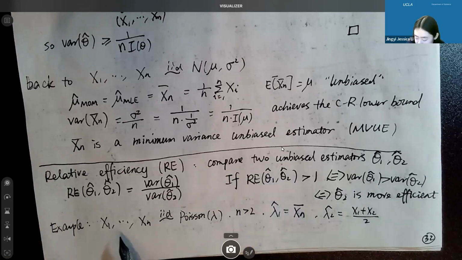So here in this example, let's say that we have a random sample, which is composed of n IID random variables from this Poisson distribution. And here the parameter we're interested in estimating is lambda, the Poisson mean. So here we have two estimators. One is the average of all the n IIDs. The other is just the average of the first two IIDs. So in other words, in the second estimator, we only use the first two random variables in our random sample. So then the question is, which one is more efficient?